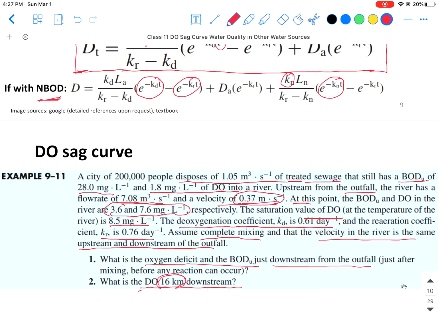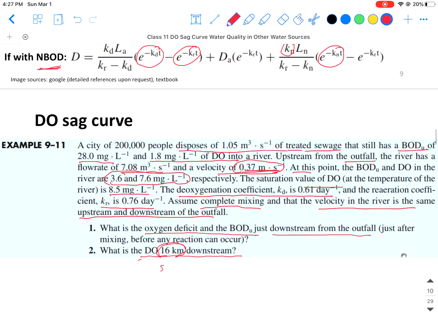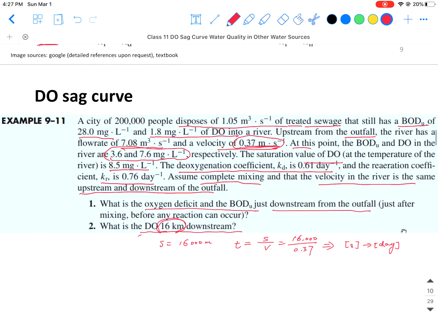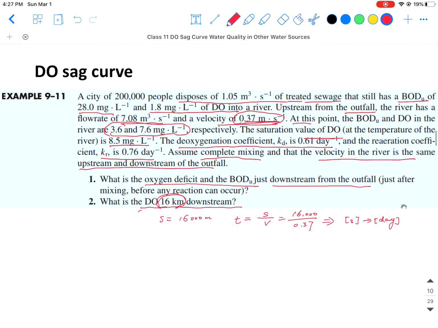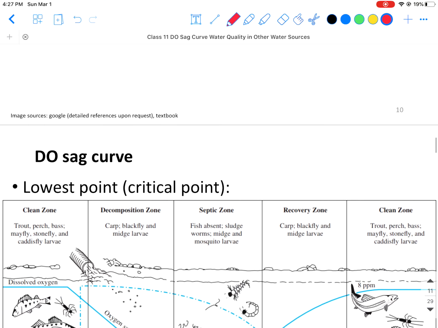So this is where the velocity of the river water comes into the picture, right? So by having this distance, which is 16,000 meters, we can calculate the time, which is S divided by V, 16,000 divided by 0.37, okay? So that's going to give us a value which is in seconds, and we cannot further convert it into days because all of these rate constants were provided in terms of days, okay? So this is an example in your textbook, and you can work this out and try to find out what is the dissolved oxygen. Okay.